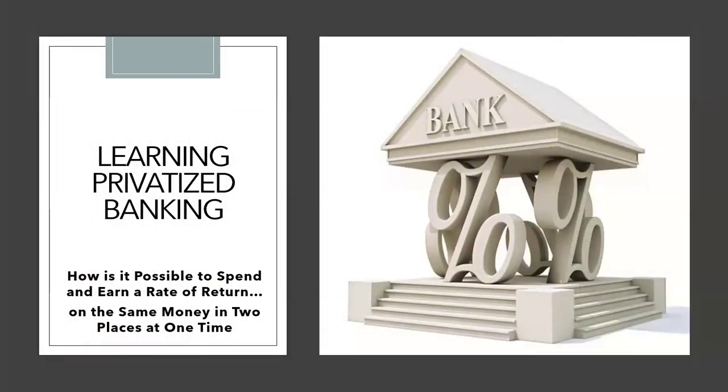And then we go back to our primary question, which is a very important one. When you're learning privatized banking, this is the primary point of it. How is it possible to spend and earn a rate of return on the same money in two places at one time? That's simultaneous dollars working in multiple locations.